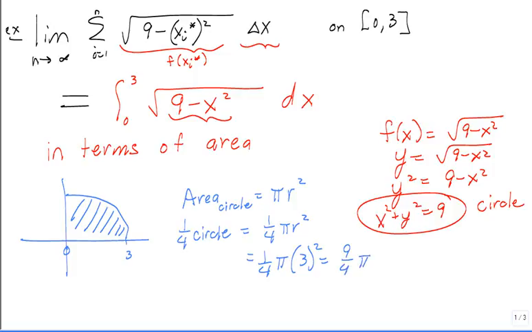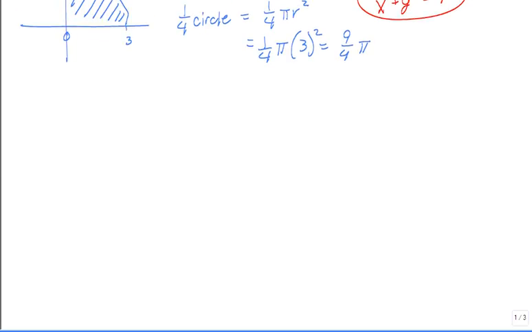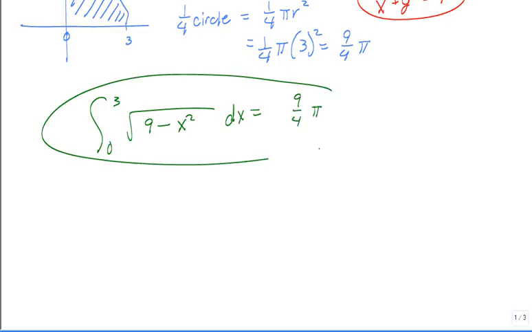So what that tells us is geometrically we can work this out. We don't know how to do an integral yet. And what this says is that the integral from 0 to 3 of square root of 9 minus x squared dx is 9/4 pi, using a geometric argument.